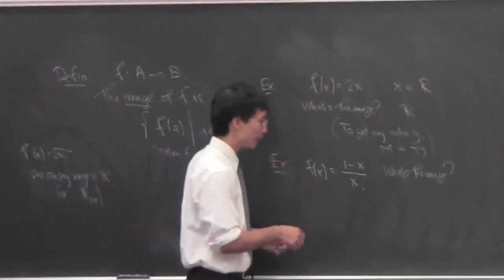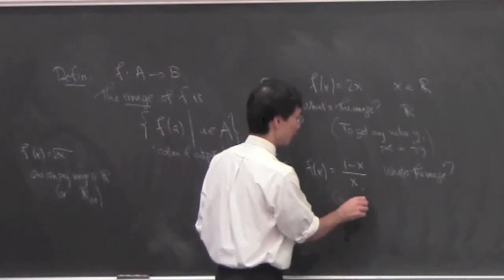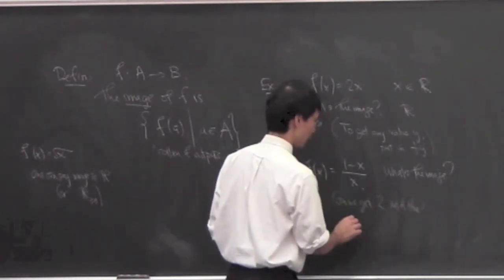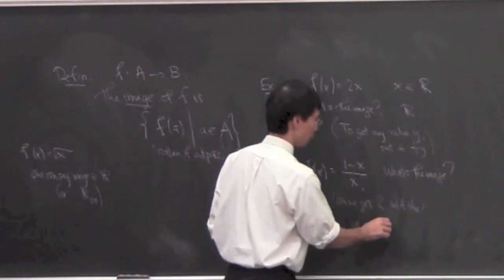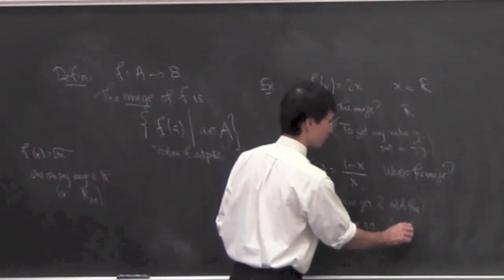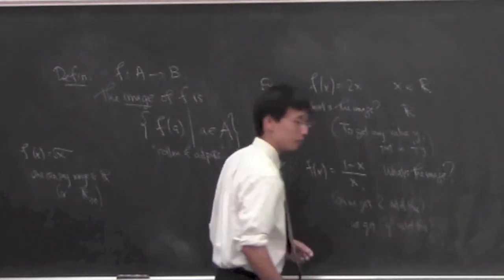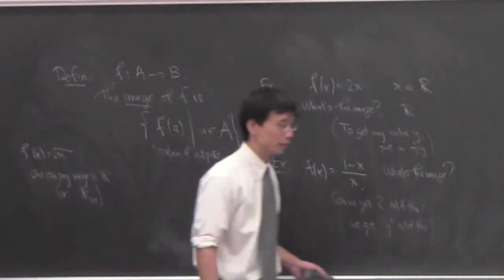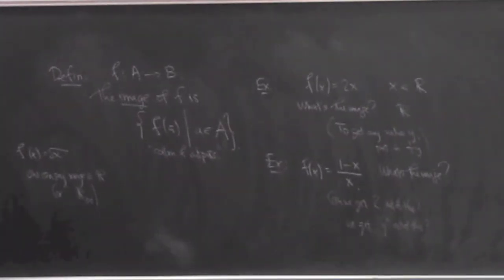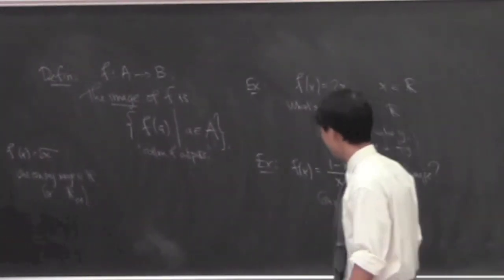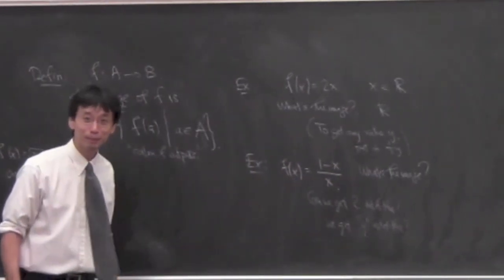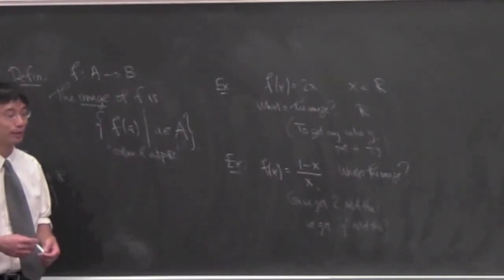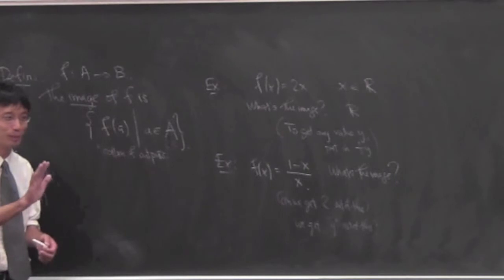Okay, let me ask this. Can we get 2 out of this? Can we get y out of this, for y something? What's the image? I'll let you think about it. I don't think you can get 2 out of it because.